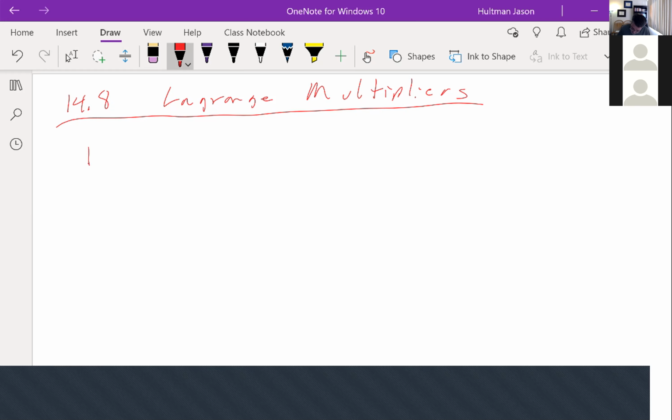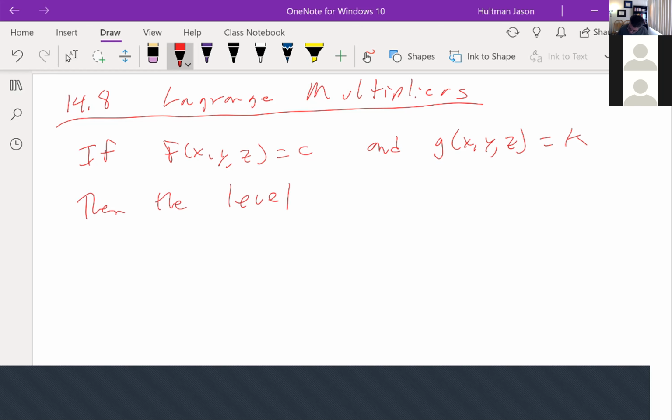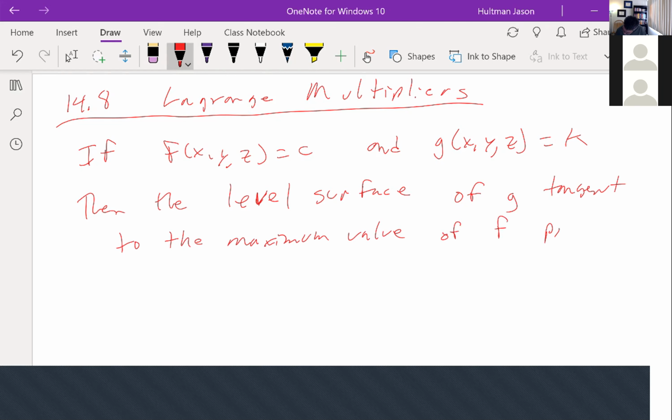Okay, so if f of x, y, z is c, and g of x, y, z is equal to k, then the level surface of g tangent to the maximum value of f, okay, produce parallel gradient vectors of both f and g.